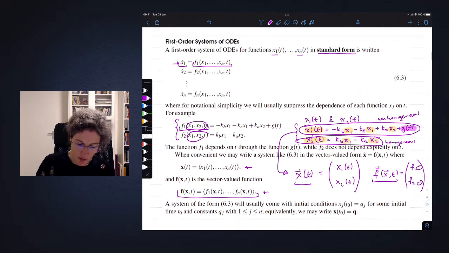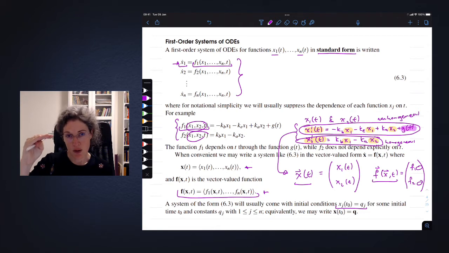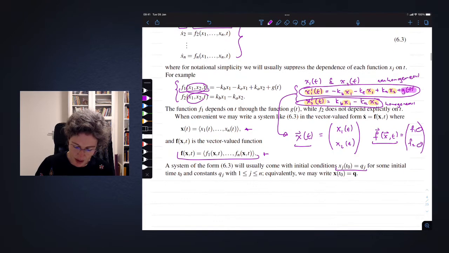And usually when we've got a system of ODEs like we have over here, we'll have some initial conditions. Because we're first order, for each of our different variables we will have an initial condition. And we could write that in vector form like so. Okay.